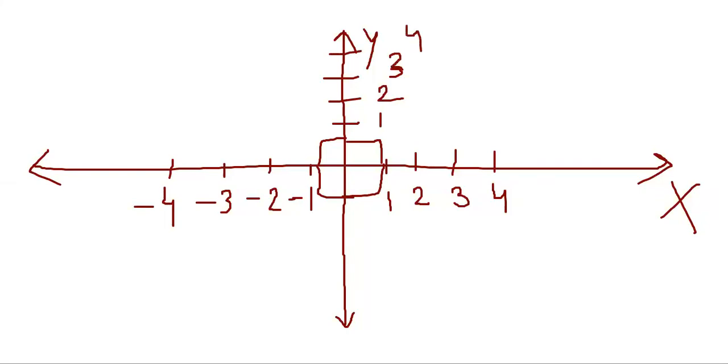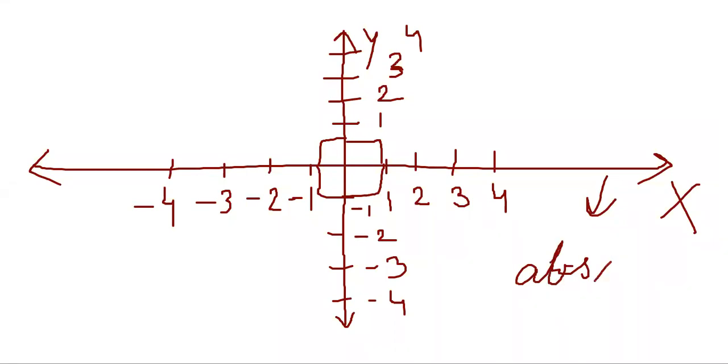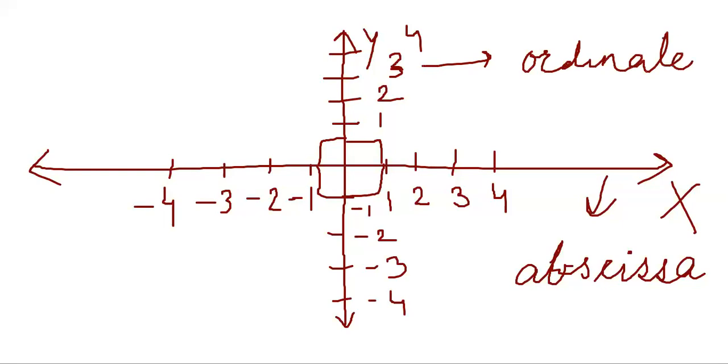and downward negative. What was the x-axis? The x-axis was abscissa, right? What was the y-axis? Ordinate. और जो इस पे points plot होते हैं that are called coordinates. I hope you remember all this, right? And how to plot the numbers on these two lines.